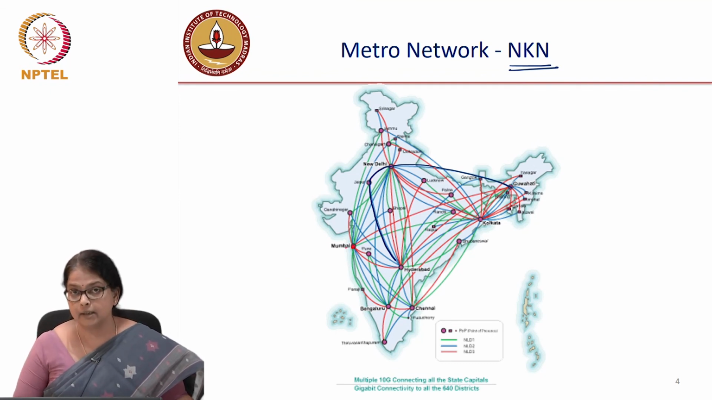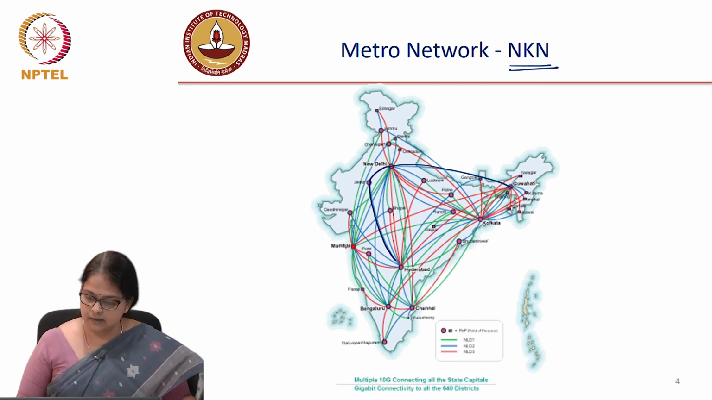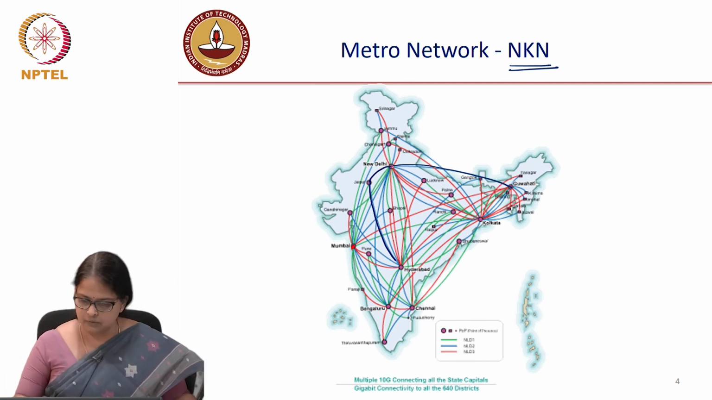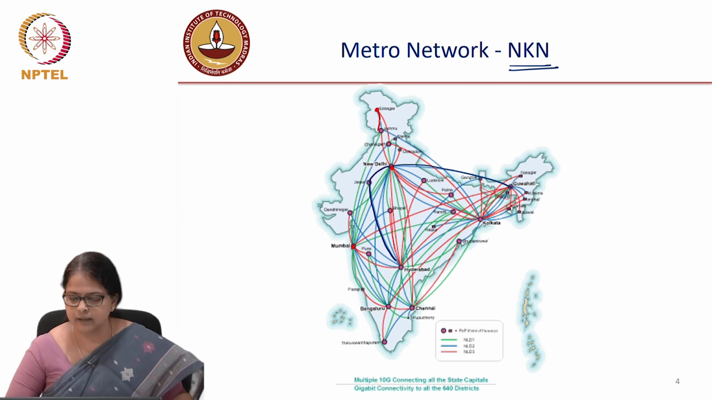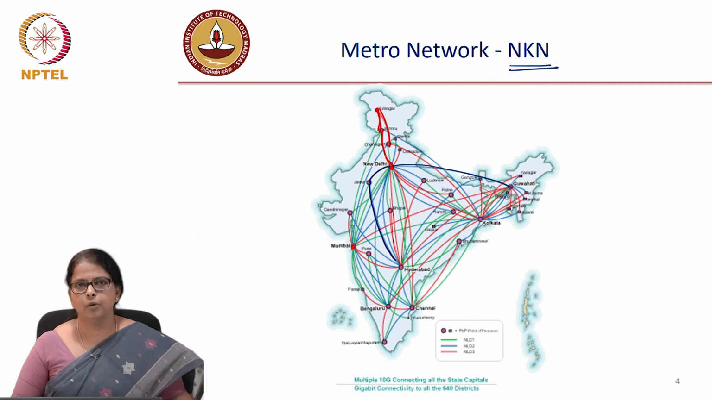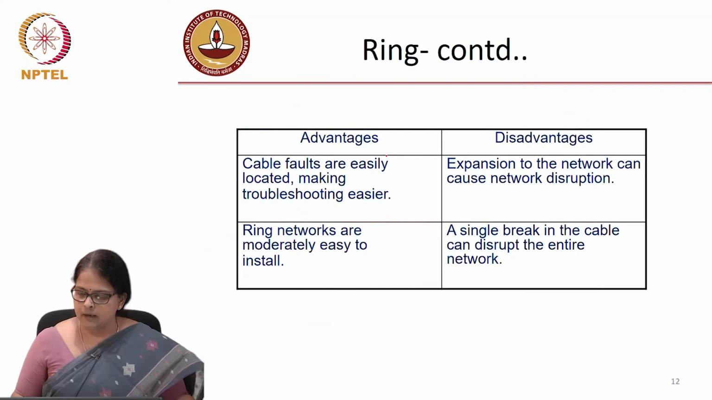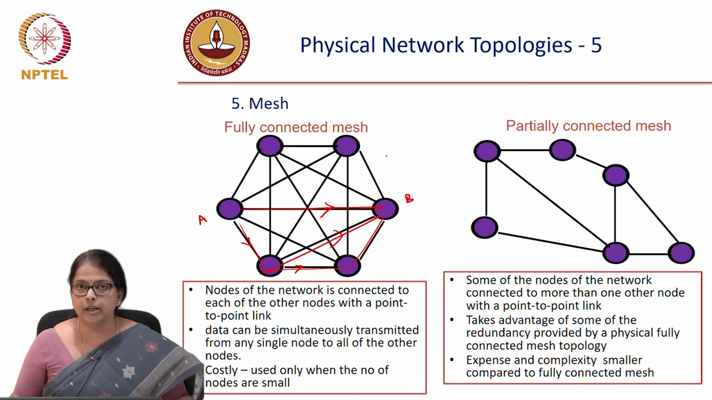The NKN network is a classic example of a mesh topology where every node is actually getting connected to the different nodes where the connectivity is more. So Delhi, for instance, has connectivity to mostly all the district headquarters. Srinagar, for instance, has connectivity with, for example, Jammu. It has connectivity to Chandigarh, and from there you have connectivity to Delhi, right? So this is a classic example of the case where you are using a partially connected mesh.